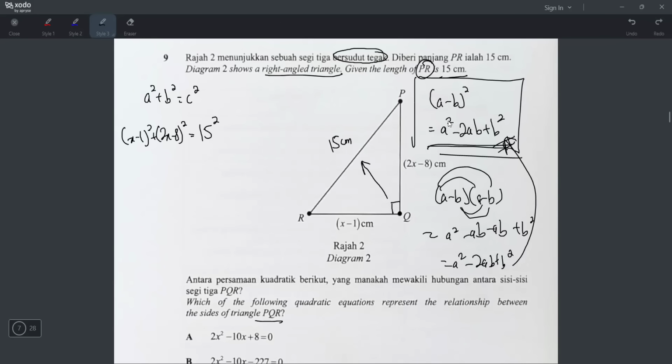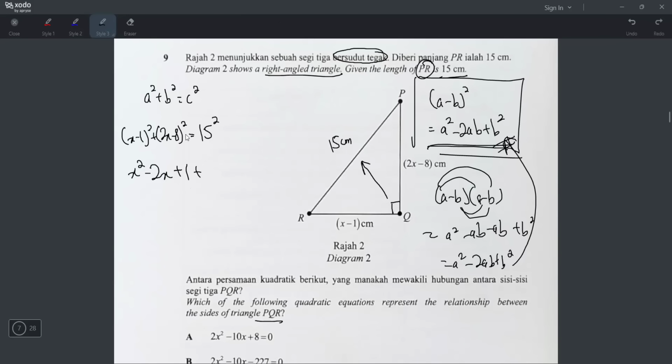X minus 1 square. First thing you have to do the a square, but your a is x, so it'll be x square. And then minus 2ab means what? It means you have to take x times negative 1 times 2. So x times negative 1, x times 2, negative 2x. Okay. Last thing is the plus b square, which is take the negative 1 square, so you get plus 1. Okay, that's all.